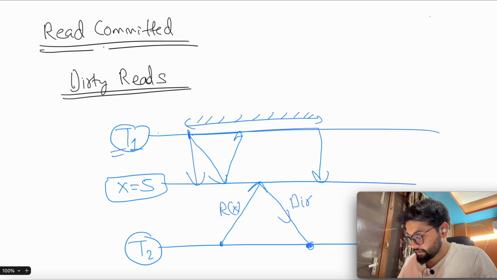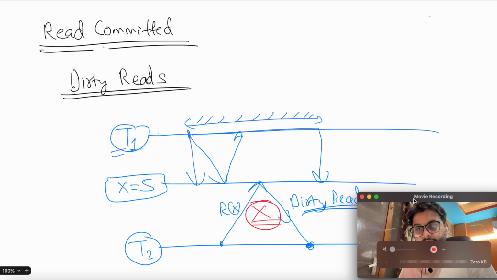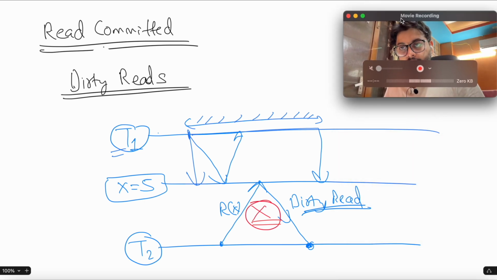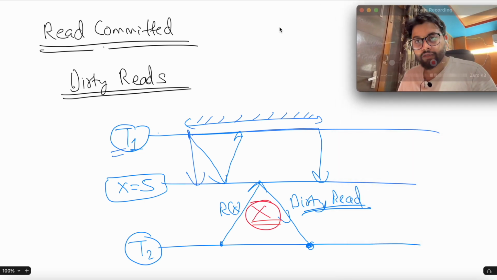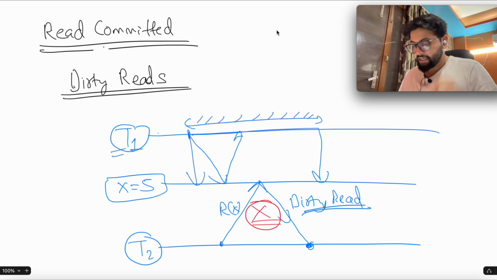This concept is called a dirty read. This should not happen. We should not allow a transaction to read a data item in the middle of another transaction holding it. This is the concept of dirty reads, and this is the thing which a read committed scheme avoids.